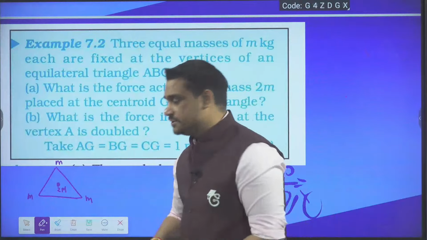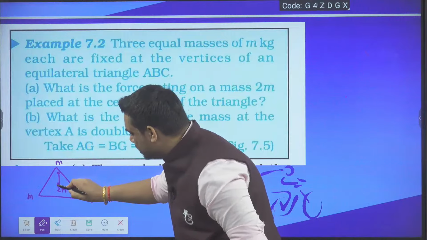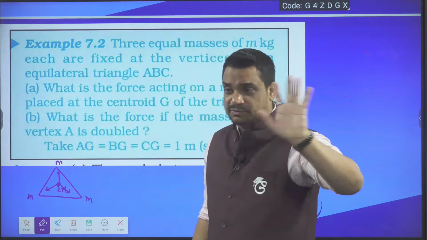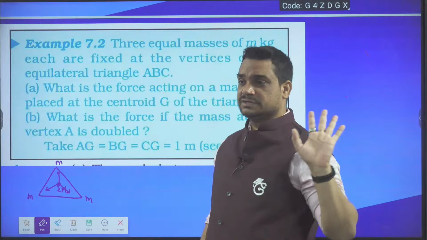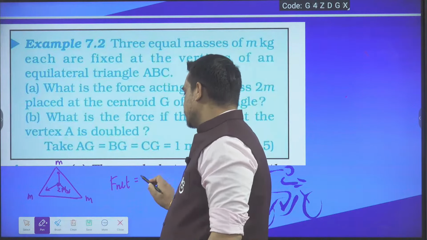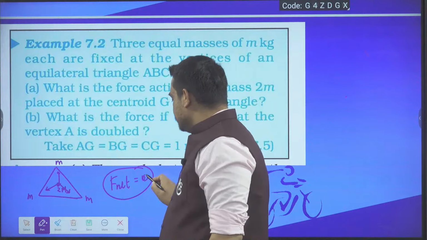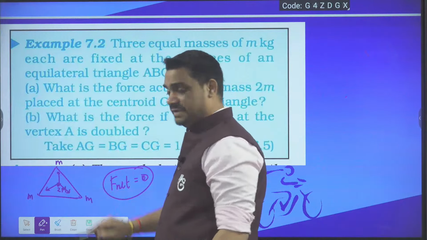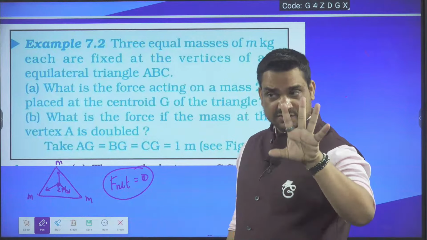0. Why is the total force 0? Because this will attract this side, this will attract this side, this will attract this side. So the summation overall becomes 0. We can say F net will be 0 in this case, because all will be attracted here. So the net force will be 0 at the center if all three masses are the same.